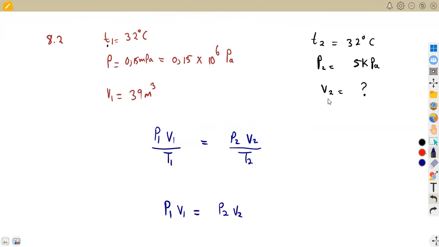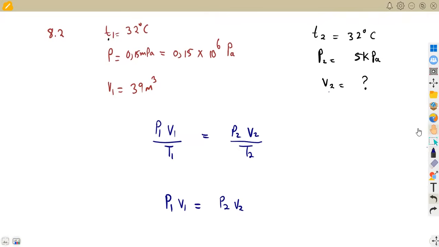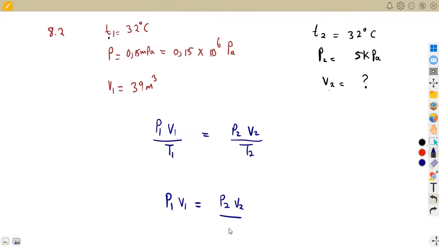Our question is to calculate V2, so we can make V2 the subject of the formula, in this case by dividing both sides by P2, the pressure here. So that means at the end, our V2 can be written as P1 times V1 over P2. And we have all these values. We've got P1 in this case.